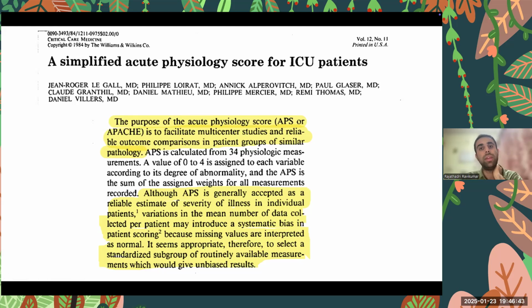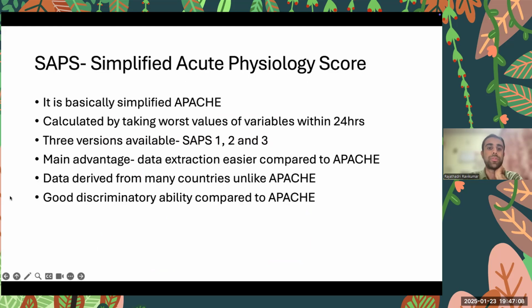It means, suppose we have creatinine in our scoring system and we have not done creatinine in the first 24 hours, or we have not done an ABG in the first 24, still possible in low research settings. So in the first 24 hours, if we have not done it, we don't add it into the scoring system, it is considered normal. It will give a falsely low value. So what they did, they have taken a few variables which are commonly done in the ICU, and based on that, they have tried to make the scoring system. So basically a simplified Apache taking the worst values within 24 hours, three versions available, SAPS 1, 2, 3.